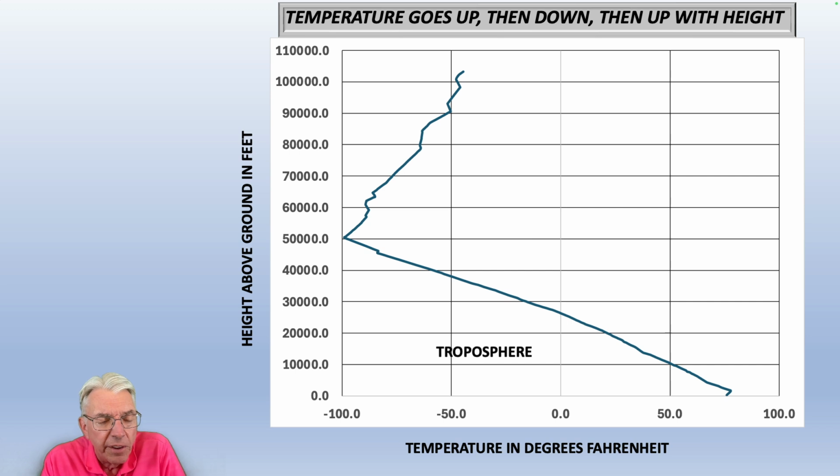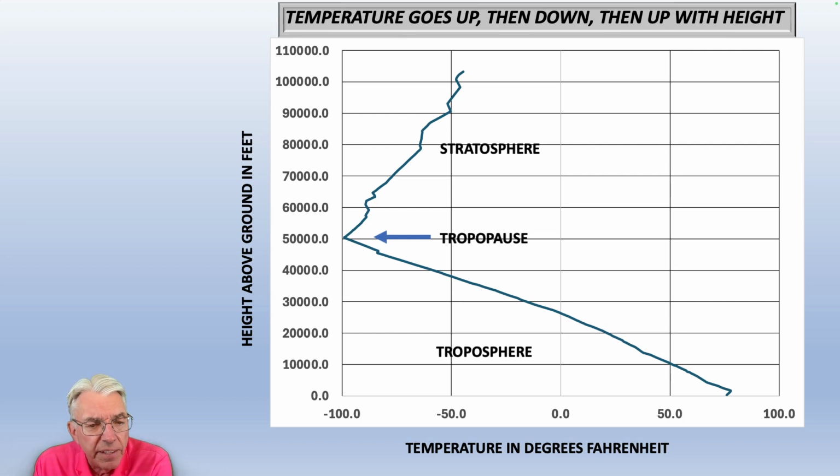That's what meteorologists that are involved in forecasting the weather focus their attention on, because just about all the action goes on there. And then right where you change from decreasing with height to increasing with height, that's what we call the tropopause, which is a fancy word for the top of the troposphere. And then above that, you've got the stratosphere, where the temperature is increasing with height. That's the layer of the atmosphere where the ozone is located and has the ability to protect us from the dangerous ultraviolet rays coming in from the sun.